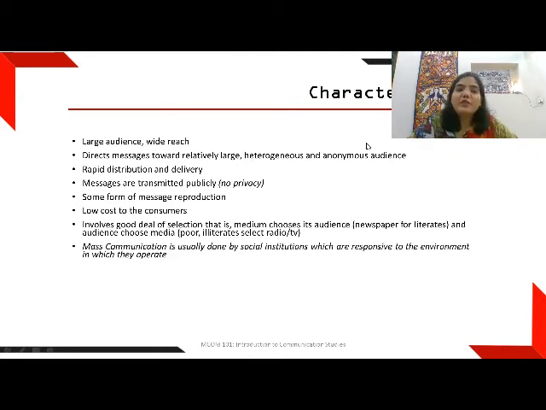Then mass communication is usually done by social institutions which are responsive to the environment in which they operate. Okay, this is again something which you will find in books, but this is something that is changing with time. So when they say this is done by social institutions, they actually mean the media houses themselves. A social institution could be a television channel, or maybe an NGO running an awareness campaign to get people vaccinated against polio. So that's an institution that will run an advertising campaign for it, right? And they are always responsive to the environment in which they operate.